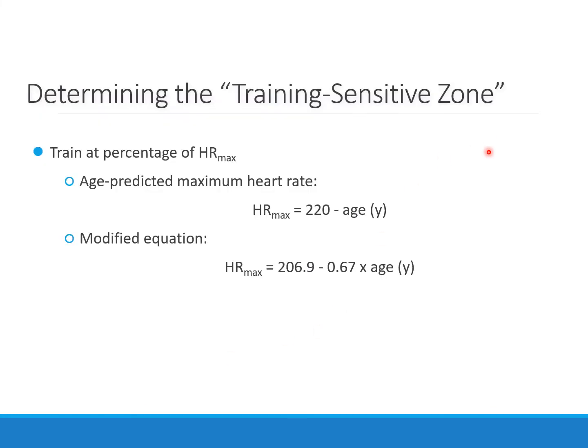So next, we're going to talk about determining the training sensitive zone. So this is training at a percentage of heart rate max. So your age predicted maximum heart rate is obviously 220 minus your age, but there is a modified equation that you can use. So it's 206.9 minus 2/3 of your age, and that can also determine a heart rate max as well.